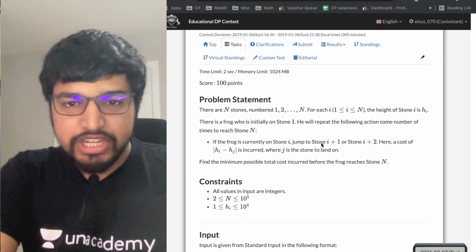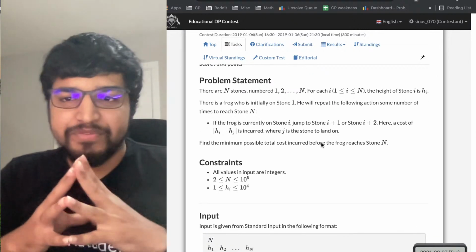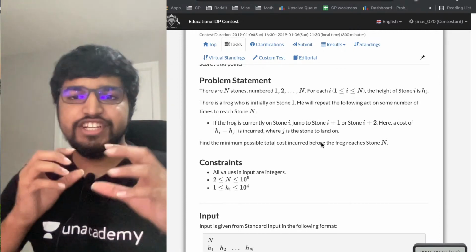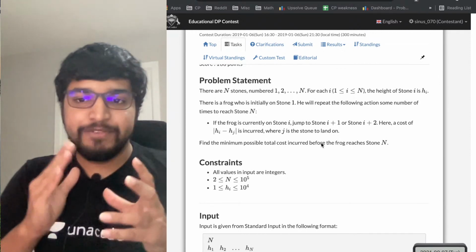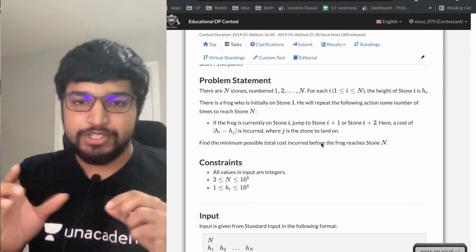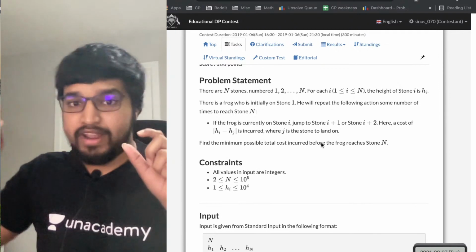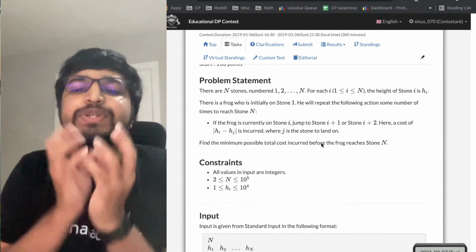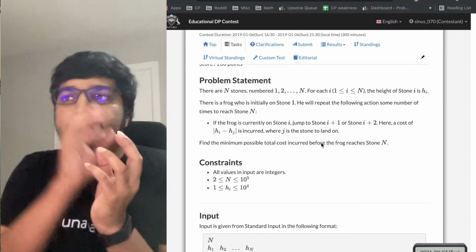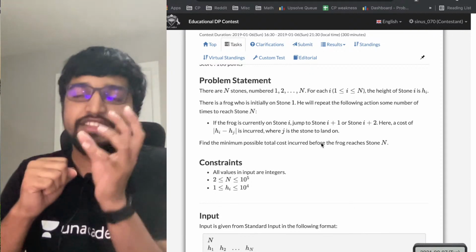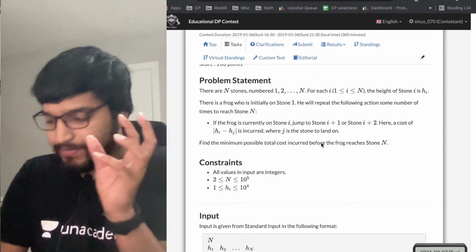All right. So there are n stones numbered 1 to n. For each i, the height of the ith stone is h_i. There is a frog who's initially at stone 1. He will repeat the following action some number of times to reach the ending stone, which is stone n. If the frog is currently at stone i, it either jumps to i plus 1 or i plus 2. So if the frog is at 3, it jumps to either 4 or 5, and so on.